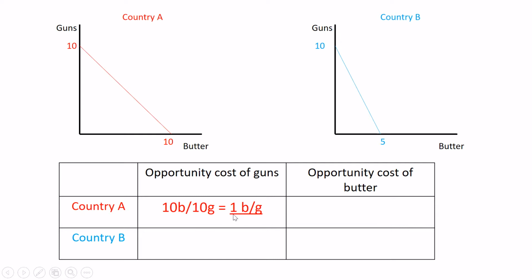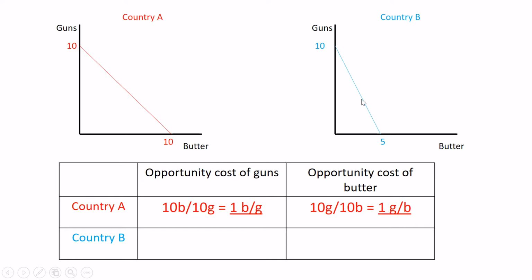Country A, every gun costs 1 butter. What's their opportunity cost of butter? Well, we're going to imagine moving from this point of all guns, no butter, over to this point of all butter, no guns. You get 10 guns divided by 10 butters, which is 1 gun per butter. Every butter costs 1 gun. Now, it won't always be ones. I just did it that way for this example to keep it simple.